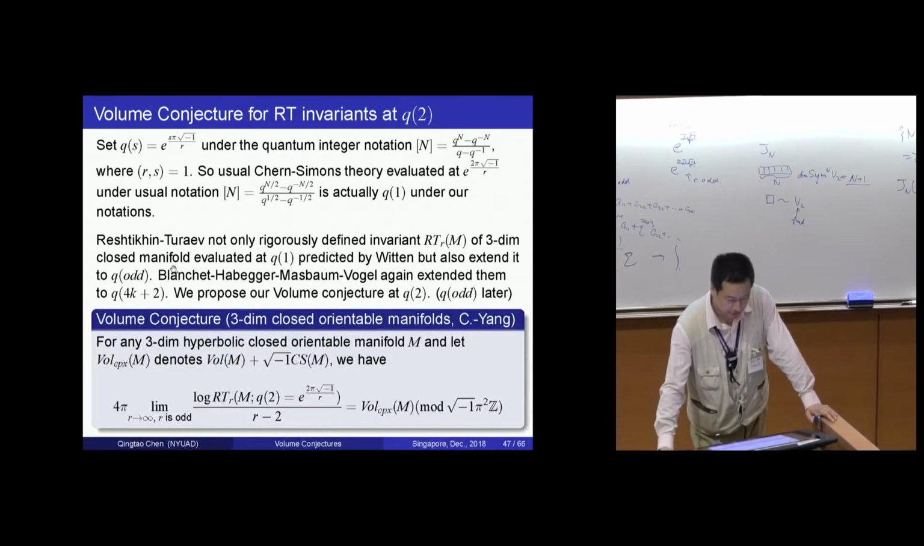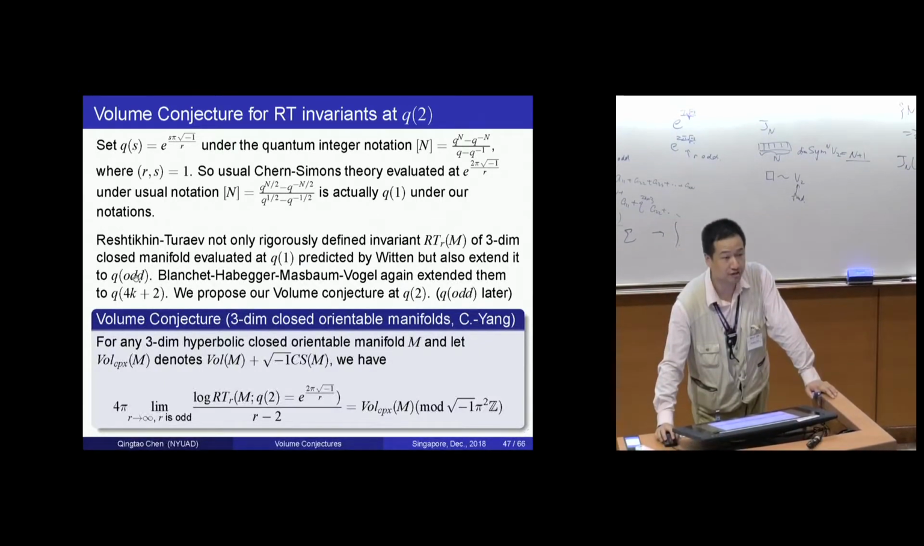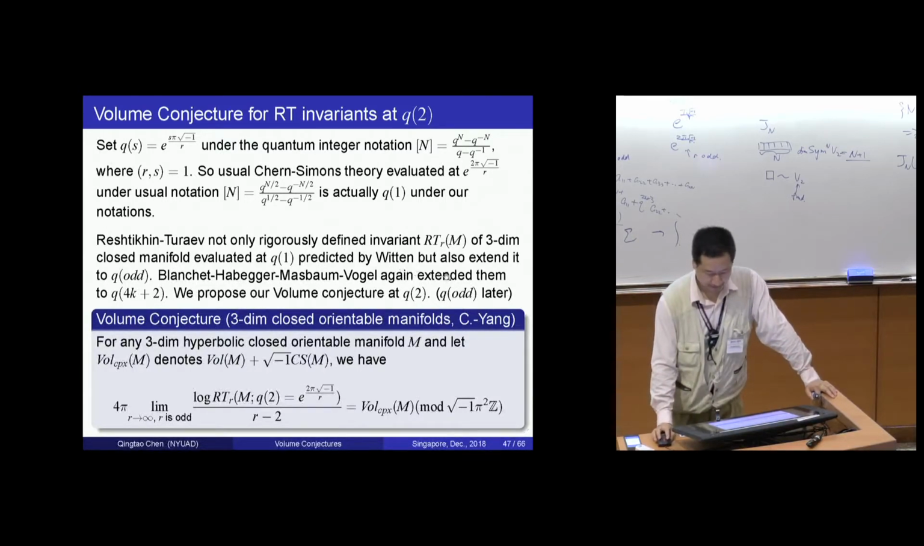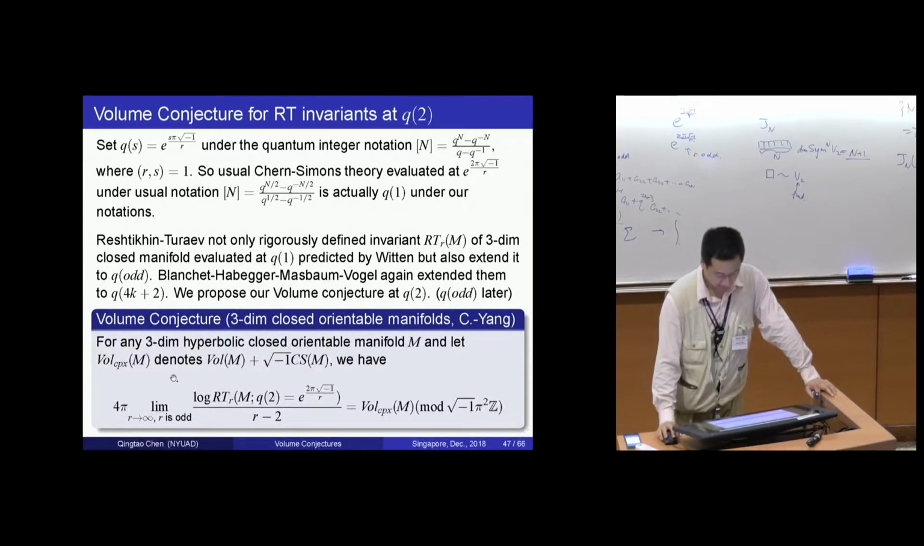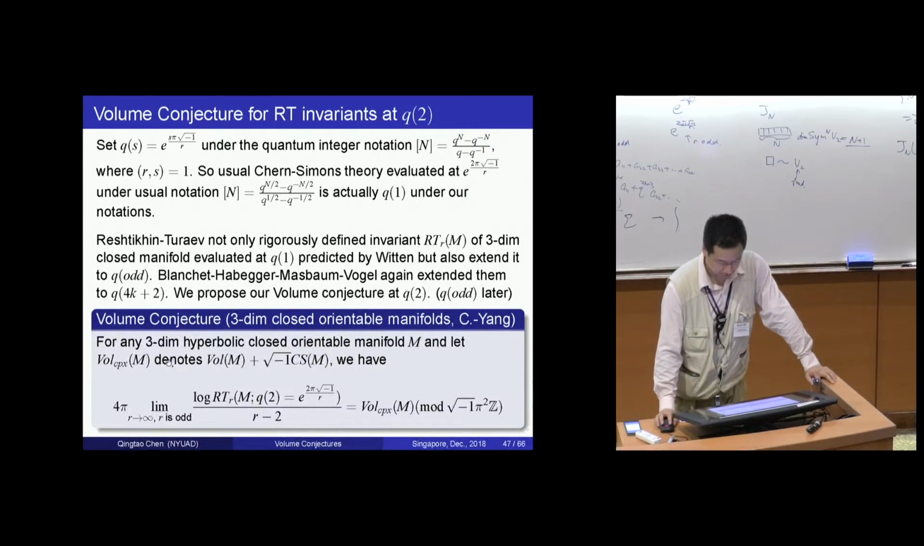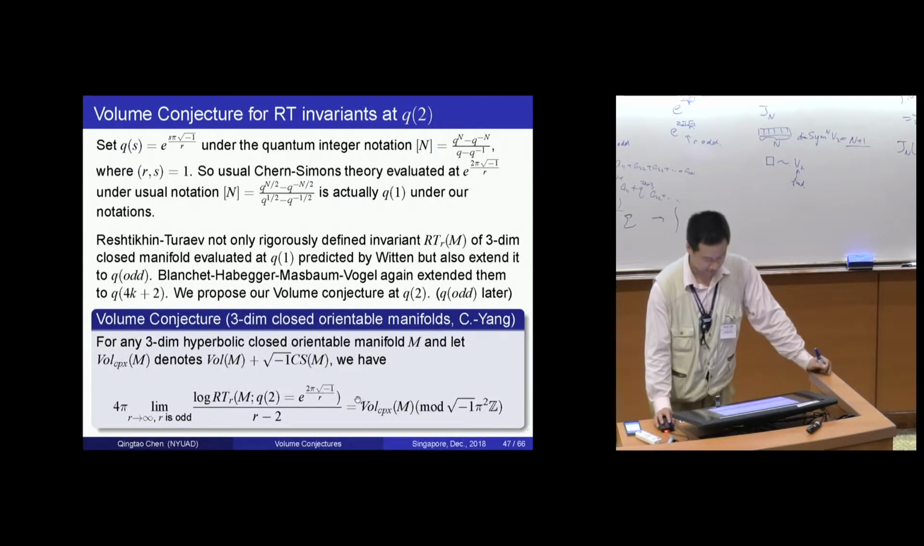Reshetikhin-Turaev defined the root of unity at Q1, Q3, Q5. And the French school, Blanchet, Habegger, Masbaum, Vogel, extended them to Q4K plus 2. So we propose our volume conjecture at Q2. For a closed orientable manifold, complex volume is defined by Thurston as the volume part and the Chern-Simons part. Here is the ambiguity of the Chern-Simons part. If you take the absolute value for the Reshetikhin-Turaev invariants, you can approach the volume and remove this ambiguity and the Chern-Simons part. So this is our new volume conjecture at Q2.